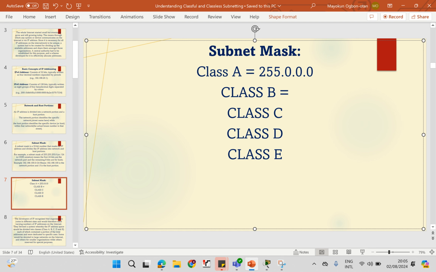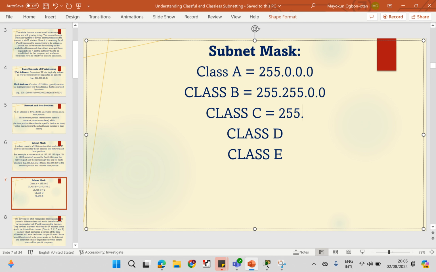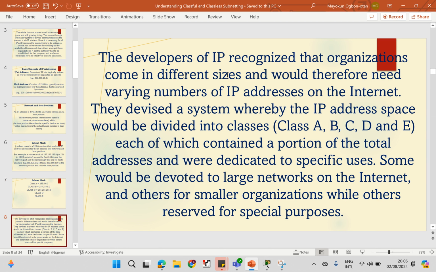Now, class B is 255.255.0.0. So the network here is 255.255 and the host is 0.0. And class C is 255.255.255.0. Okay, so we move forward so that we can close soon.